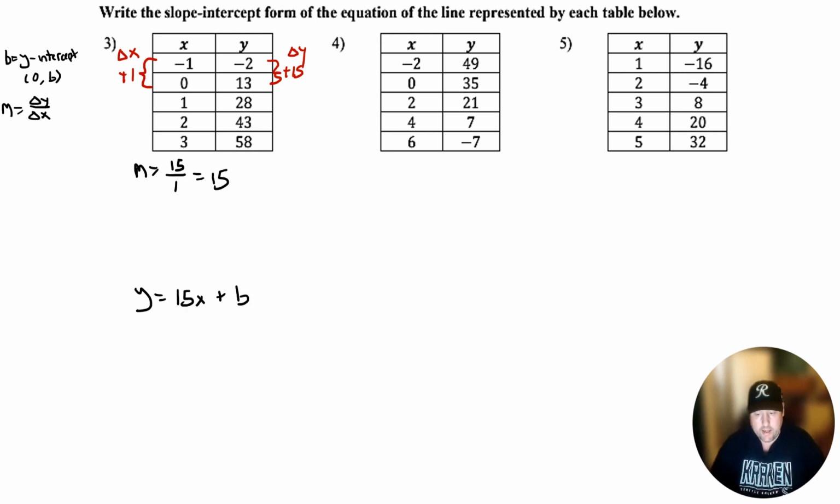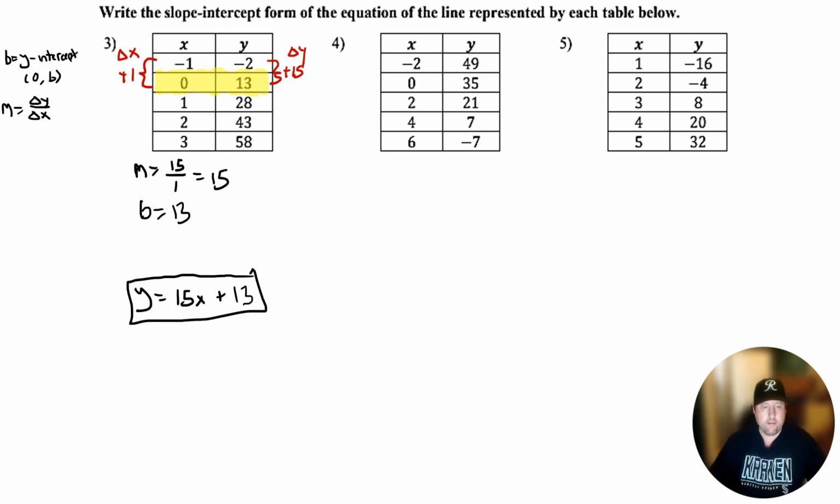So now I have to find b. b is where the y value is when x is 0. In my table, it's nice that this row here has an x of 0, so the y next to it is my b value. In this case, b is 13. So we replace the b in my equation with a positive 13, and there is the answer for that line. Okay, if you haven't done so already, try problem 4. Pause the video if you haven't done it yet.